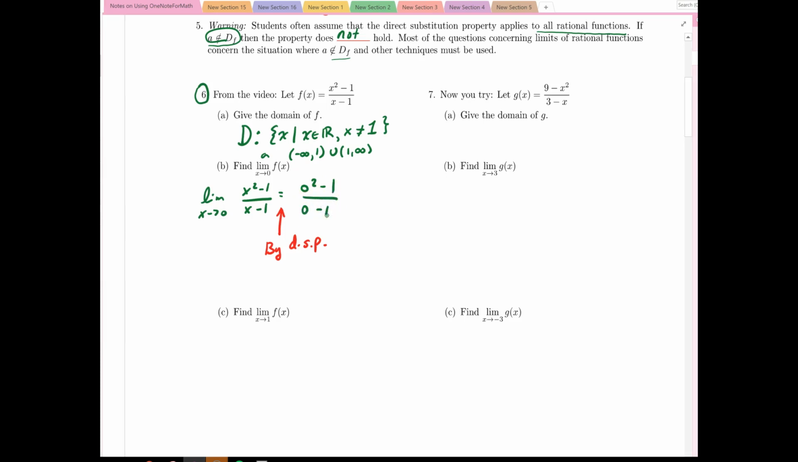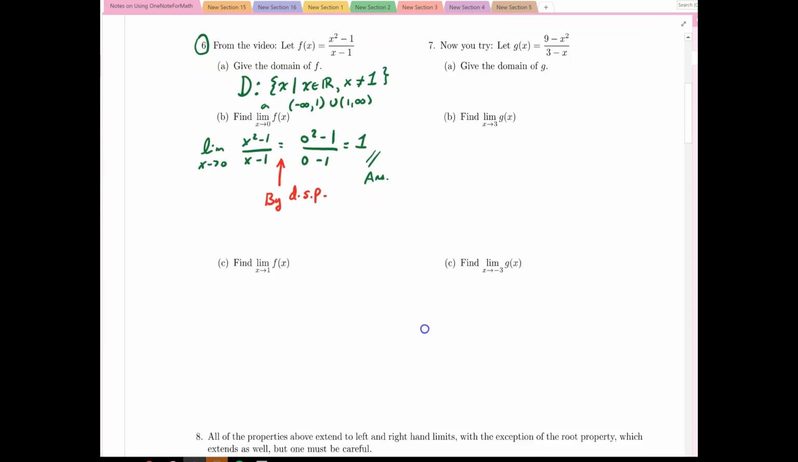Folks, what did I do here? Instead of trying to evaluate this limit directly, I'm simply evaluating the function at the limiting value. Why can I do that? Because 0 was in the domain of the function that I'm dealing with. So this cleans up to be just 1 in this case. So that's our limiting value.